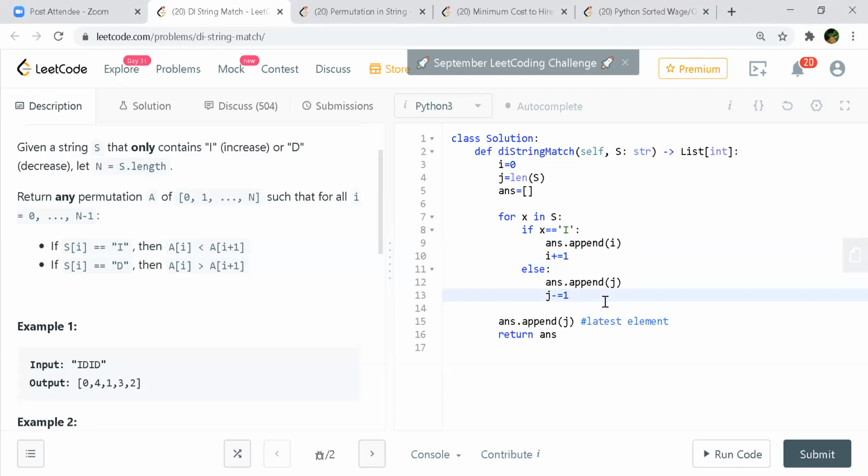Okay. And also, why should I start with 0? You asked, right? Why should I start with 0 for I, and why should I start with n for D? That is also not very straightforward to come up with, unless you see this example. Now if you look at this example, the output is given, therefore we are able to correlate. If we have to write the input and make the output on our own, that will be the real problem solving. It will fall into medium.